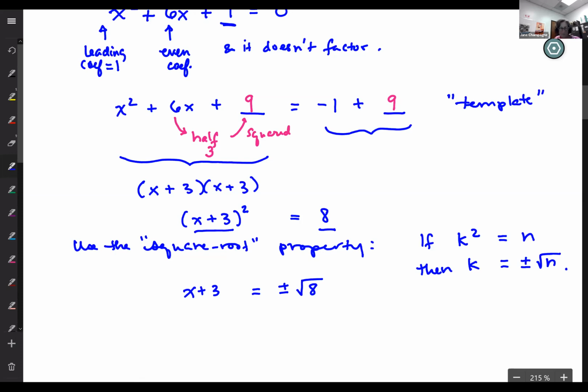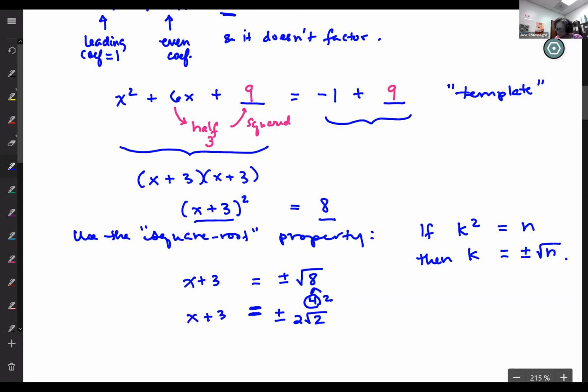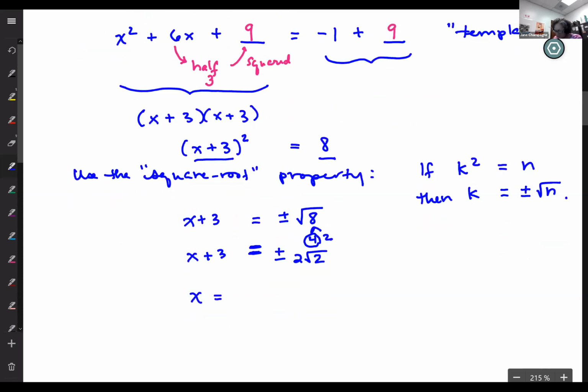Then what you do is simplify the radical if you can. 8 does have a perfect square factor of 4, right? 8 is 4 times 2, so we can take the square root of 4 out of the radical and get 2 root 2. And then subtract 3 from both sides to get x by itself. We usually just write the -3 in front of the plus or minus. Okay, so again, it's two solutions, right? -3 plus 2 root 2 and -3 minus 2 root 2.